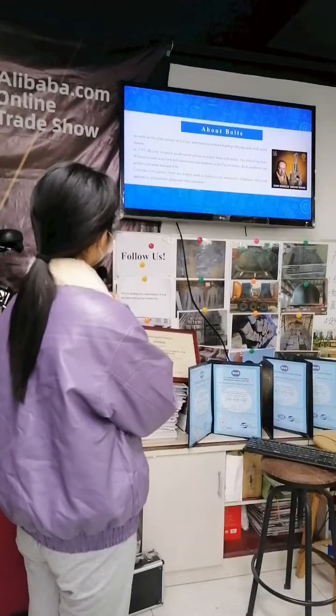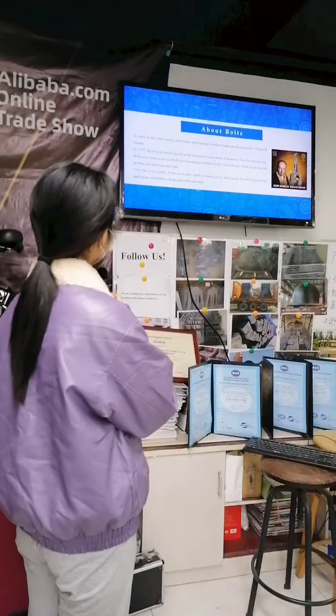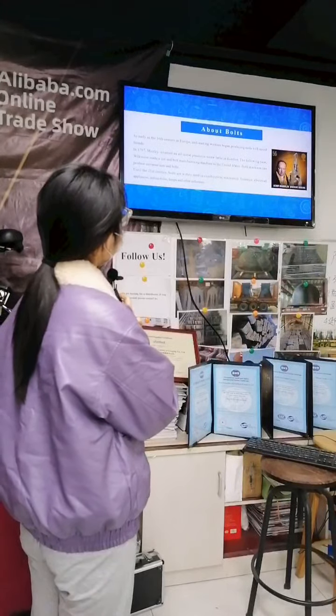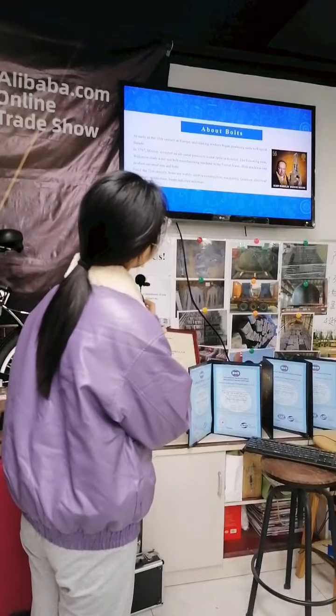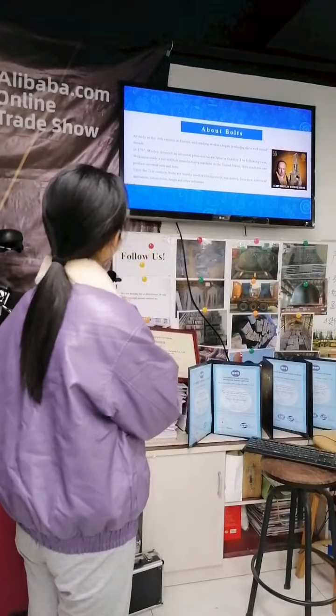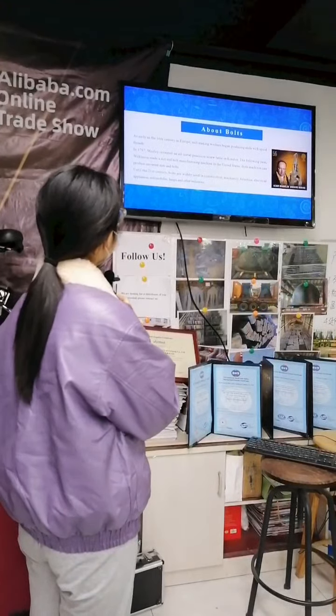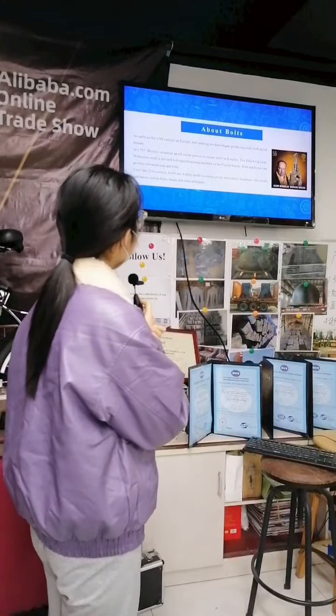Until the 21st century, bolts are widely used in construction, machinery, furniture, electrical appliances, automobiles, lamps, and other industries.